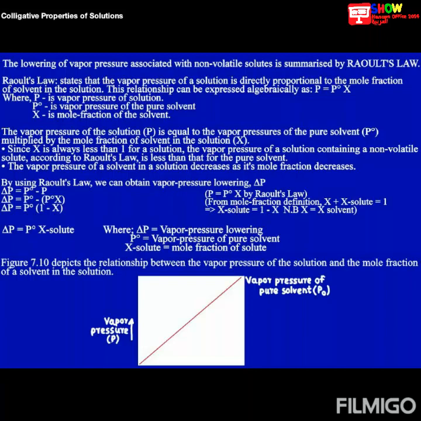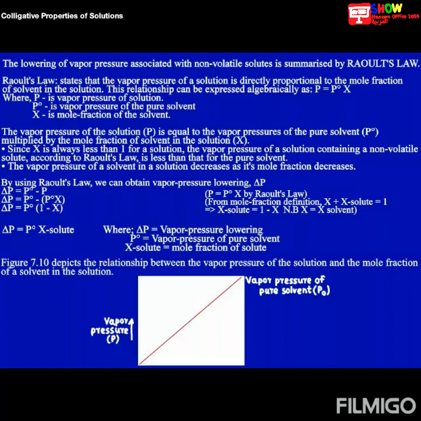By using Raoult's law, we can obtain the vapor pressure lowering, ΔP. ΔP = P° − P, so ΔP = P° − P° X, so ΔP = P°(1 − X), where P = P° X by Raoult's law. From the mole fraction definition, X solvent plus X solute equals 1, so X solute equals 1 − X. This X is X solvent. Therefore ΔP = P° X solute, where ΔP is the vapor pressure lowering, P° is the vapor pressure of pure solvent, and X solute is the mole fraction of solute.